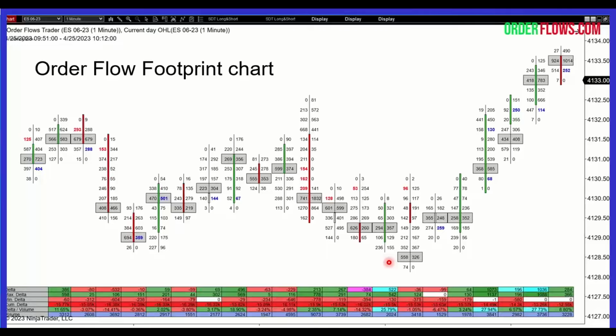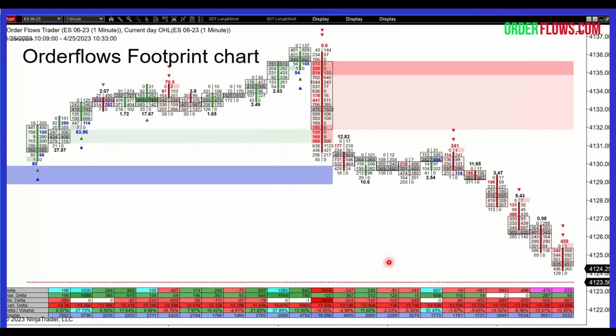Then in about 2013, 2014, and finally in 2015, I released a software called the Orderflows Trader software, which is basically a footprint chart on steroids. It helps traders see a lot better where there's market-generated information acting as support or resistance coming into the market.